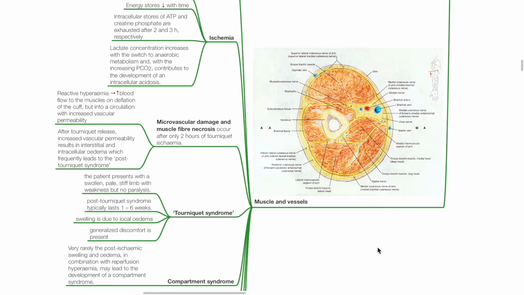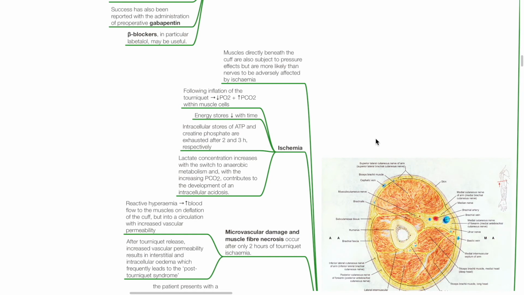Mechanical pressure effects on muscles and vessels. Muscles directly beneath the cuff are subject to pressure effects and are more likely than nerves to be adversely affected by ischemia. Following inflation of the tourniquet, there is reduced PO2 and increased PCO2 within muscle cells. Energy stores reduce with time. Intracellular stores of ATP and creatine phosphate are exhausted after 2 and 3 hours respectively. Lactate concentration increases with the switch to anaerobic metabolism, with increasing PCO2, and intracellular acidosis develops.